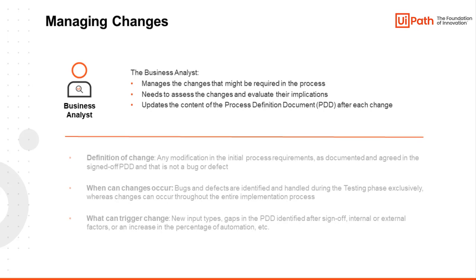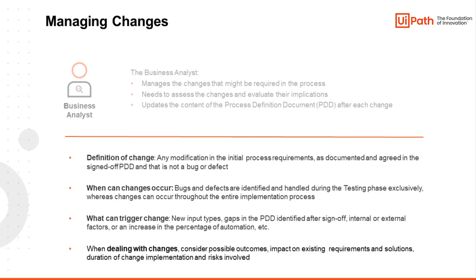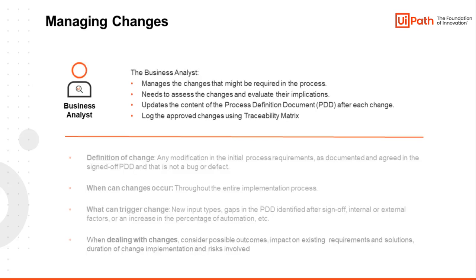It's important to remember that unpredictable changes can always occur. When dealing with them, business analysts need to consider all the possible outcomes, the impact of the change on existing requirements and solutions, the duration of the change implementation, and the risks involved. The approved changes have to be logged using the traceability matrix. Other reasons behind these change requests can be gaps in the process definition document identified after sign-off, internal or external factors, like canceling a parallel project or adding its functionality to the current project, or an increase in the percentage of automation.